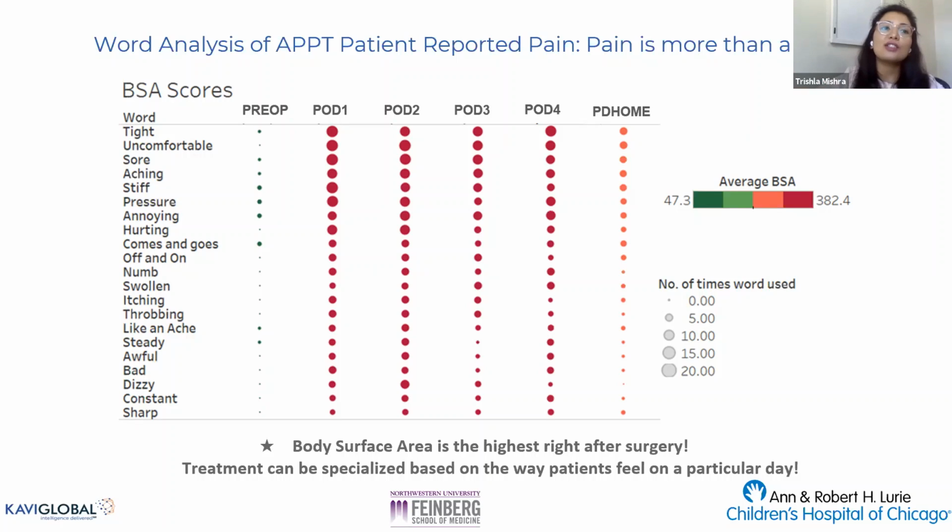Thank you, Renee. So when Renee gave us this data set that we got from the APPT tool the patients used, we wanted to do a little more than word analysis. We also wanted to look at how the pain score, which is the body surface area, varies across all the days they have reported their scores. So what you can see here is the most frequently used word expressed by these patients is tight, uncomfortable, sore, etc.